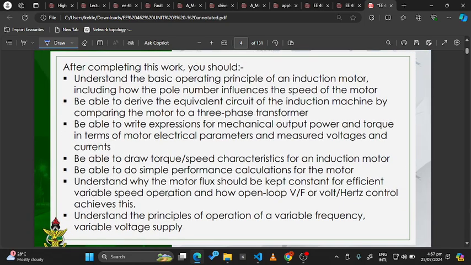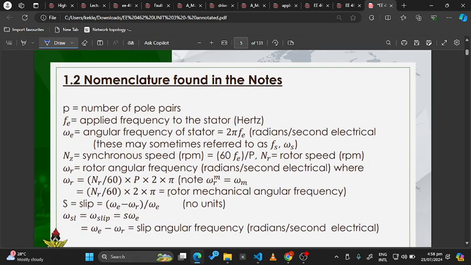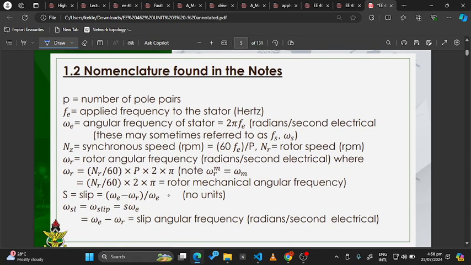Okay, so these are just the objectives of this chapter. At the end of this chapter, you should be able to grasp all the things here. Okay, so let's look at the nomenclature, or this is how they call it.